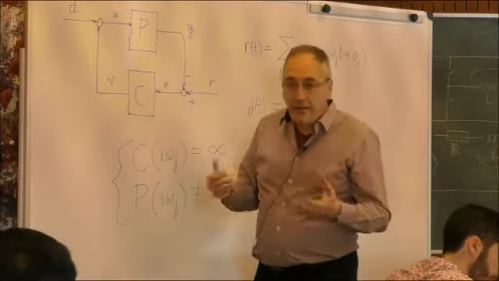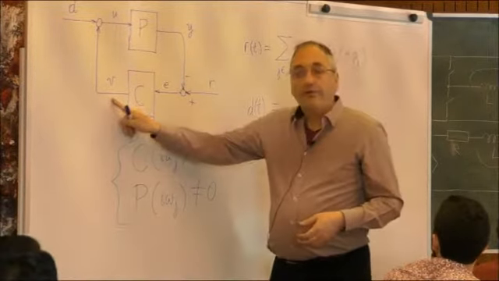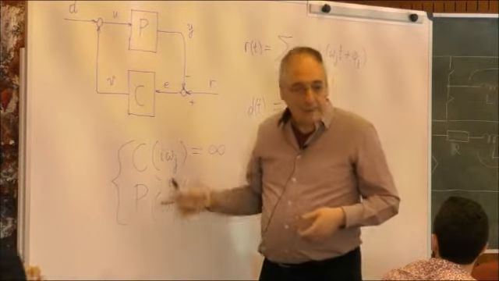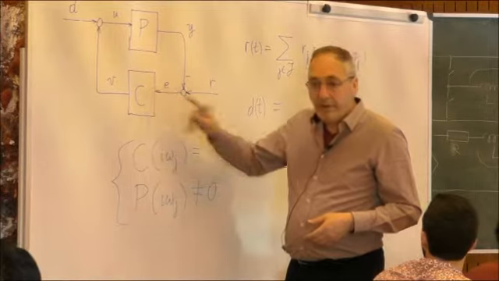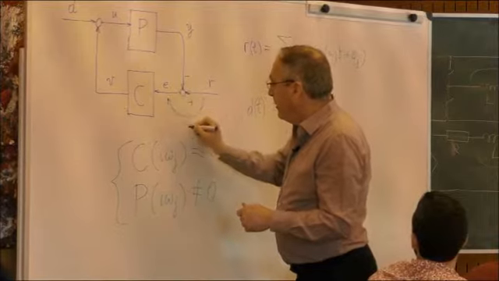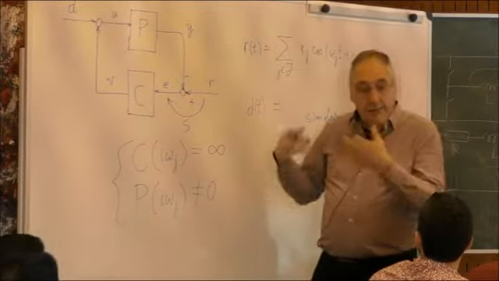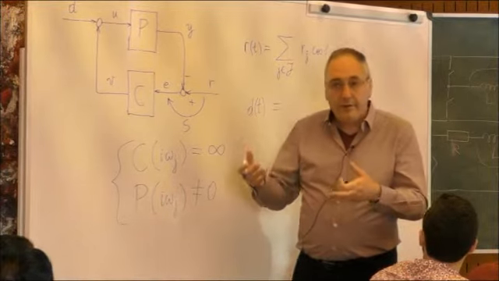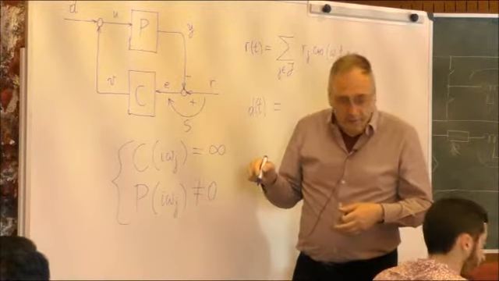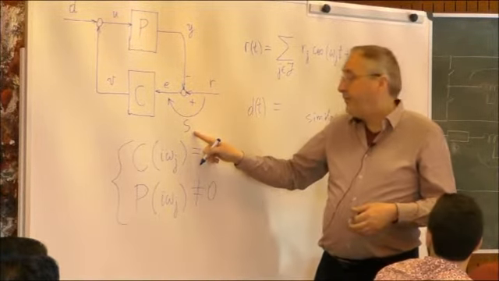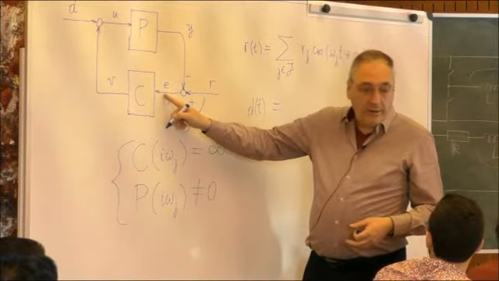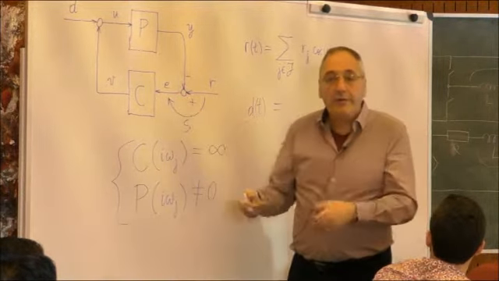So the plant should not be 0 at the relevant frequencies, and the controller should have poles at all those frequencies. Why? Because then the gain of the controller will be infinity at all the points i omega_j, which means that the sensitivity at all those frequencies will be 0. The sensitivity at i omega_j will be 0, and if the sensitivity is 0, then the error in steady state will converge to 0 for all those frequencies.